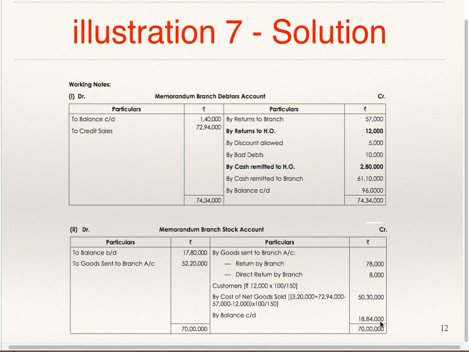If you check in the last illustration as well as in this particular illustration, the closing balance of stock in the memorandum branch stock account, the balance carried down figure, is same. Why? Because 8,000 here you are adding and the same you are deducting here. 12,000 divided by 150 into 100 is 8,000. The effect gets cancelled and you will have the same closing balance.